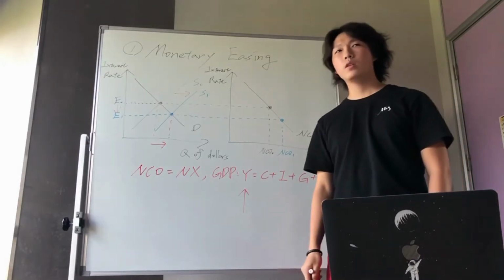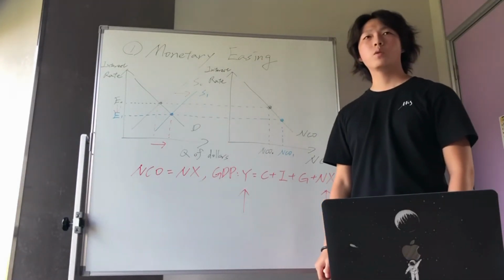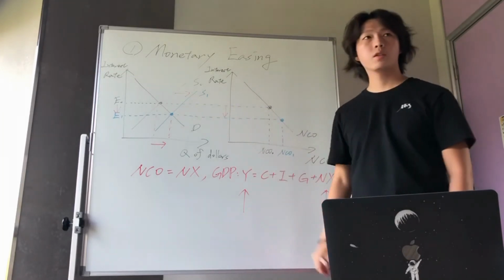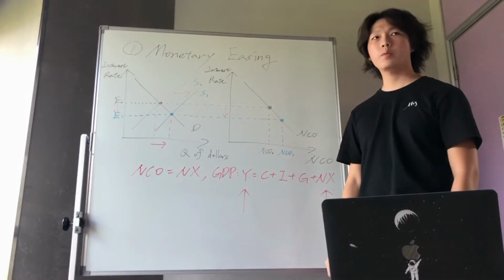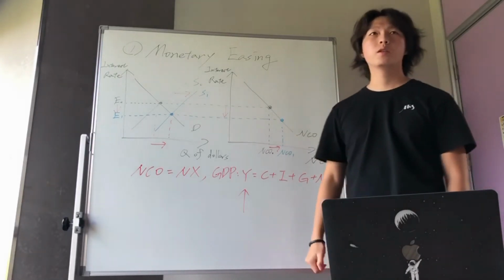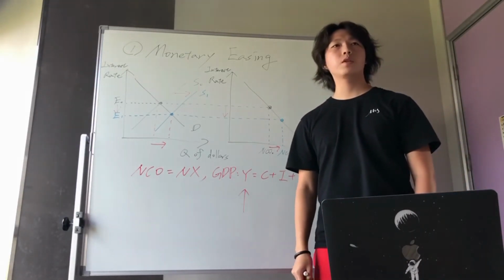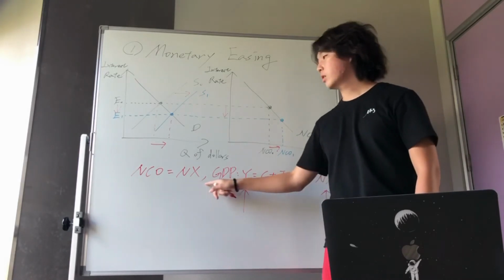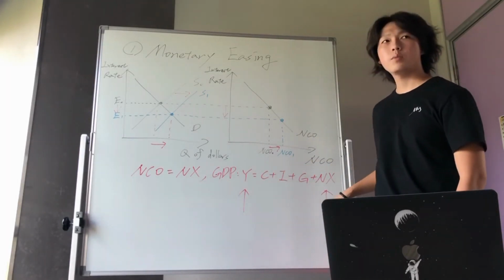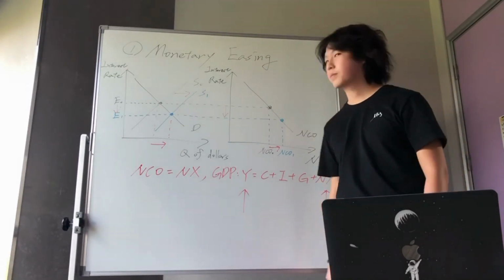Then, with the net capital outflow model, when the interest rate falls, the quantity of net capital outflow will increase. Because net capital outflow is equal to net exports, when NCO increases, the GDP will also increase.